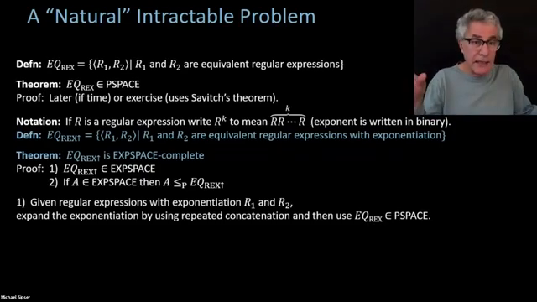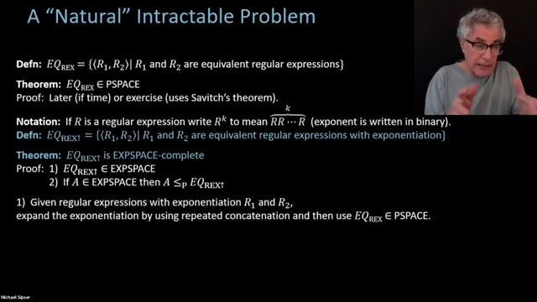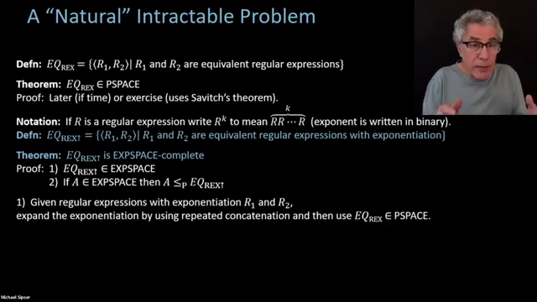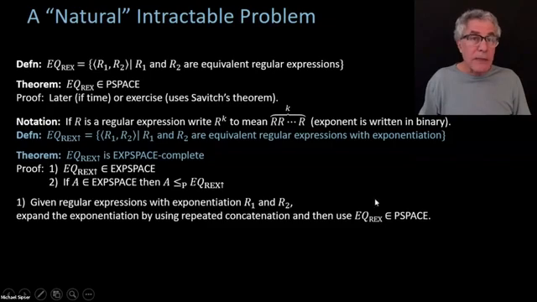You just expand things out by repeating the parts that have the exponents. And of course, that's going to make the expressions themselves exponentially bigger. But now you run the p-space algorithm on those two exponentially larger expressions.